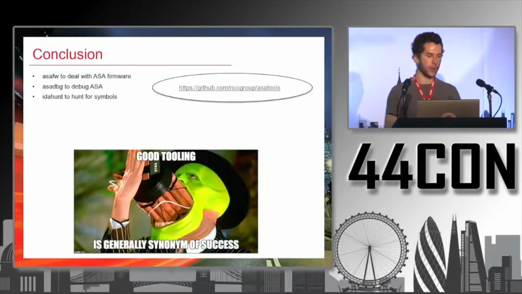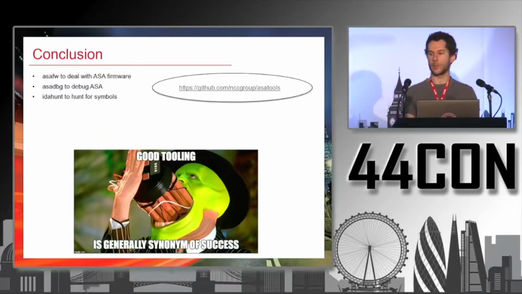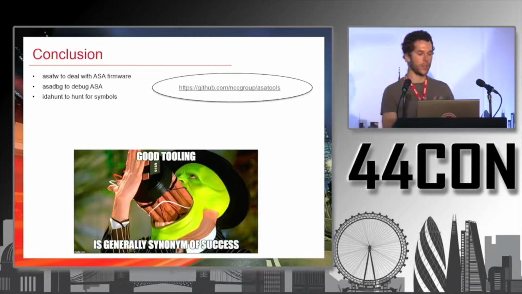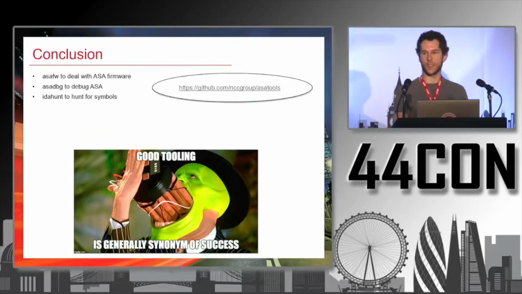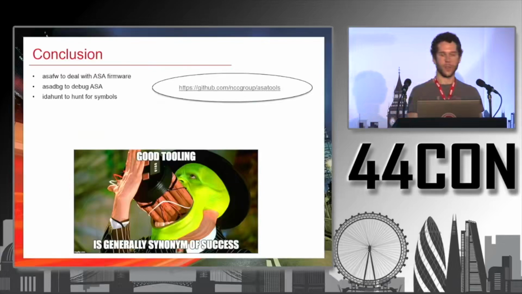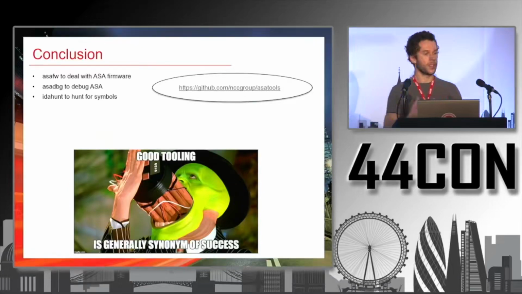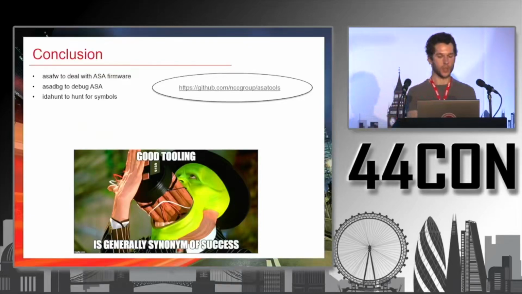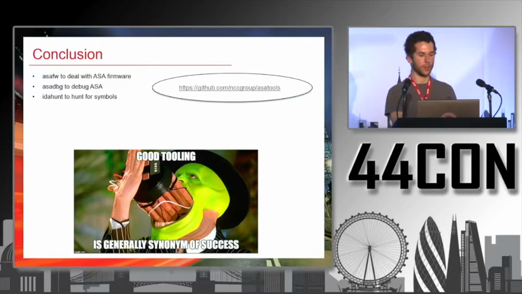So in conclusion, I talked about 3 tools. One to deal with ASA firmware, one to deal with debugging in ASA, and the third one to hunt for symbols in IDA, which is not specific to ASA, but we use it for ASA. These tools have just been released, so you can access this link. We use these tools really to understand internals, so we have a better knowledge of the internals, but also to debug exploits. So if you're interested in this kind of thing, you can use our tools.